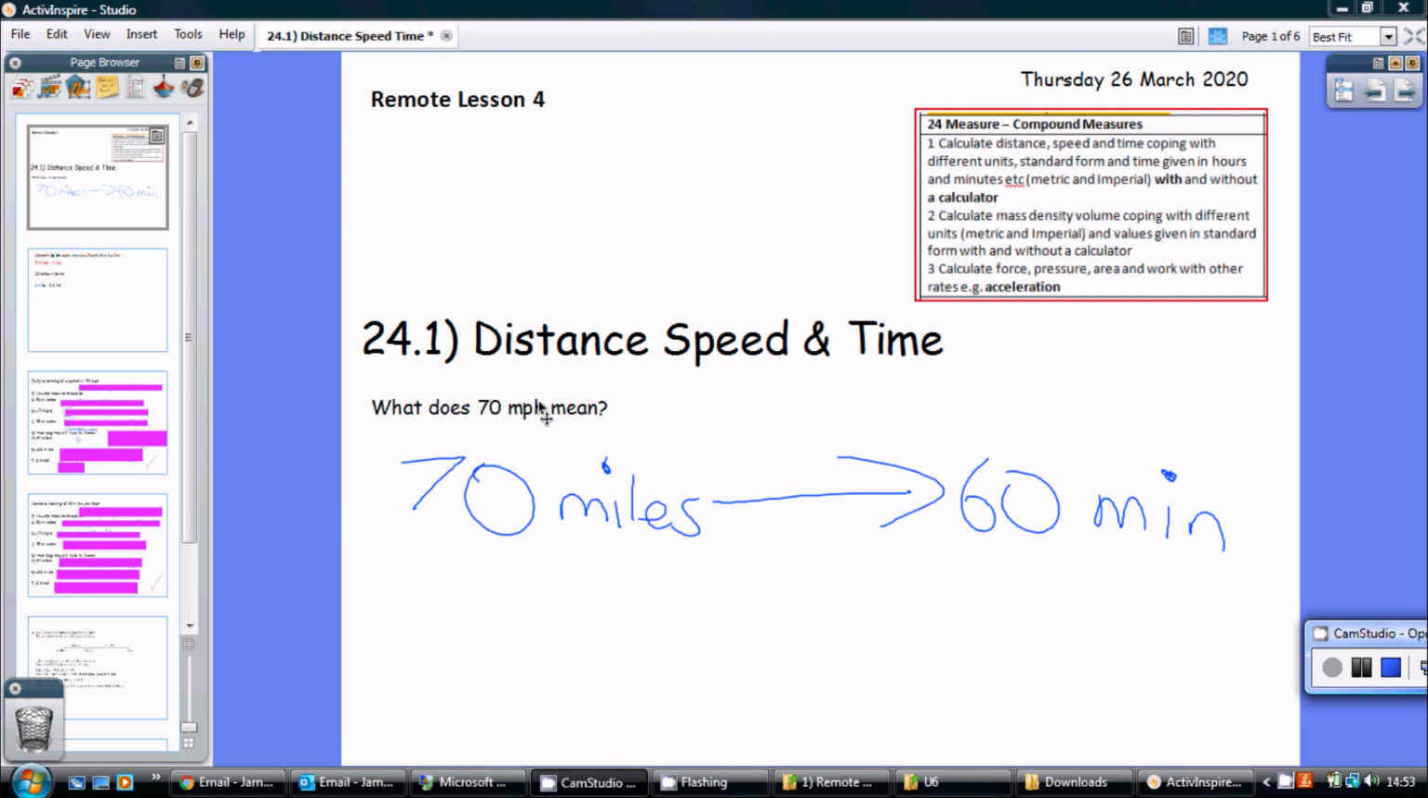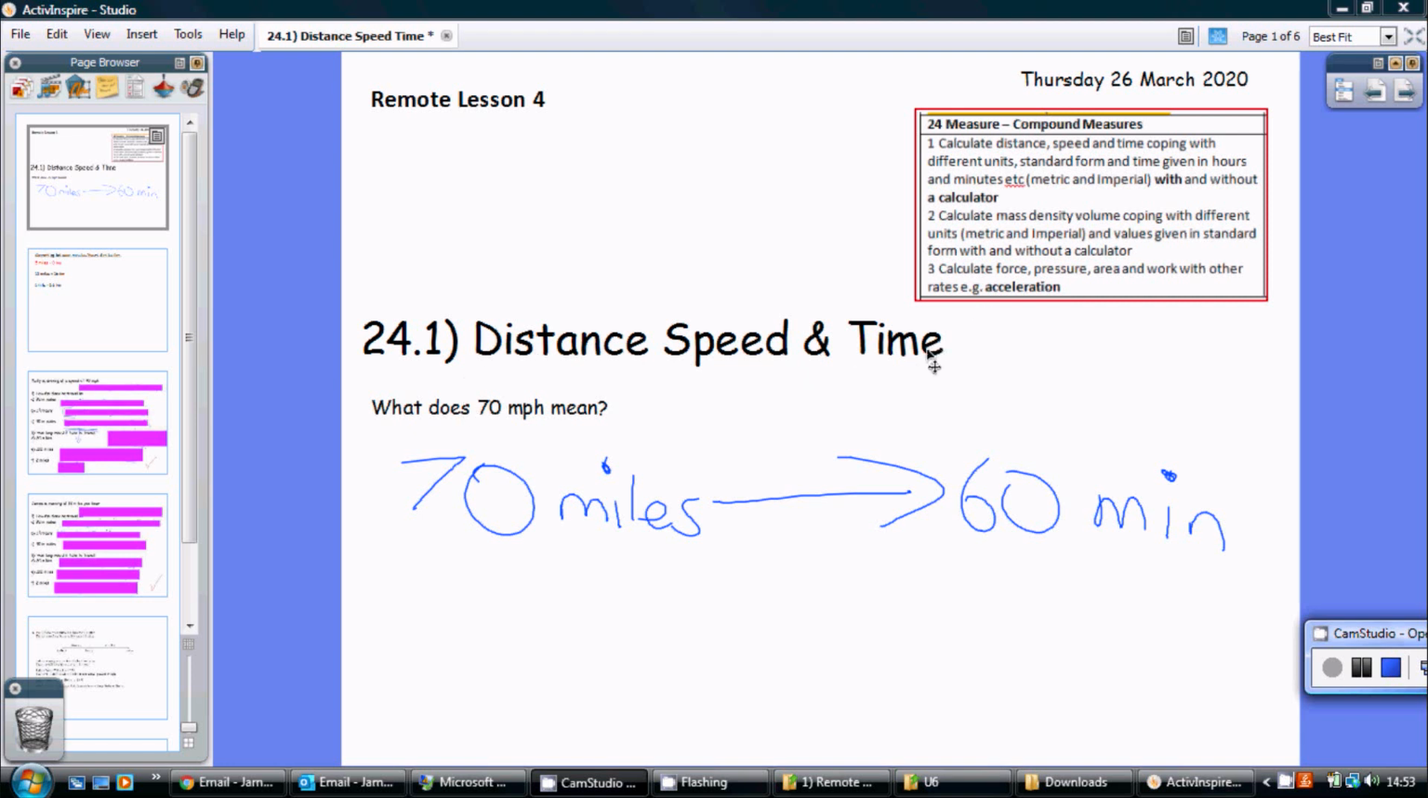And when we say someone's going along at 70 miles per hour, what does that actually mean? It means you travel a distance of 70 miles in 60 minutes, and then we really just work everything out from that starting point. Okay, so title it up 24.1 distance, speed and time.